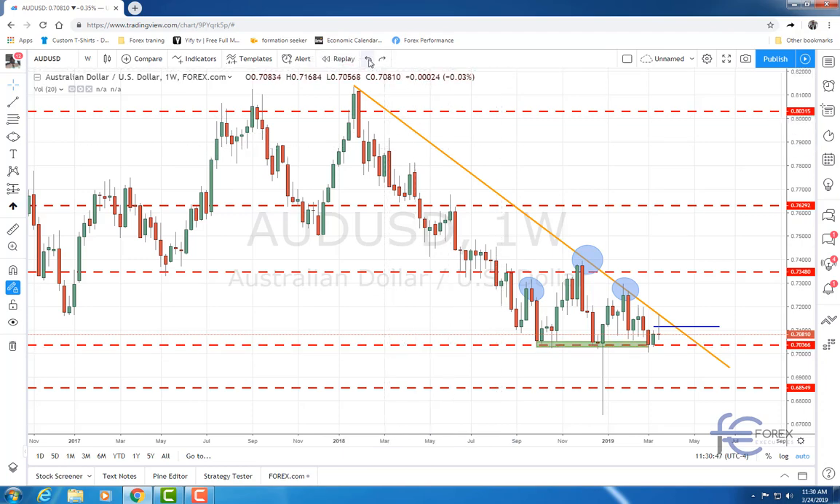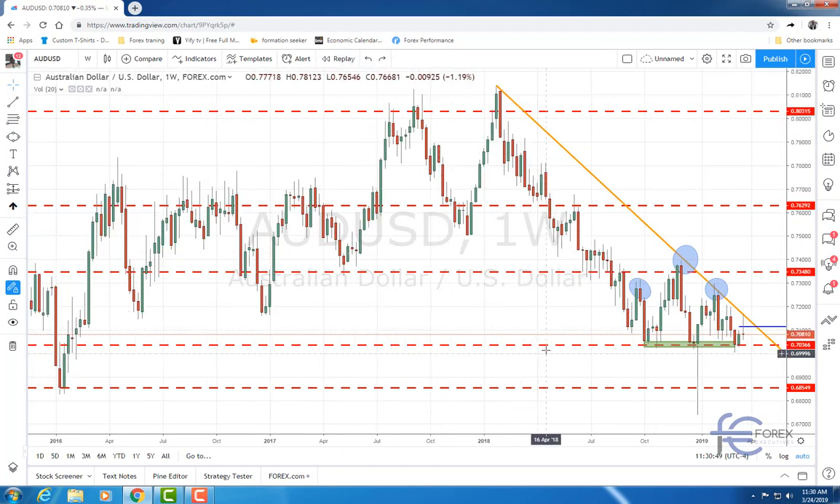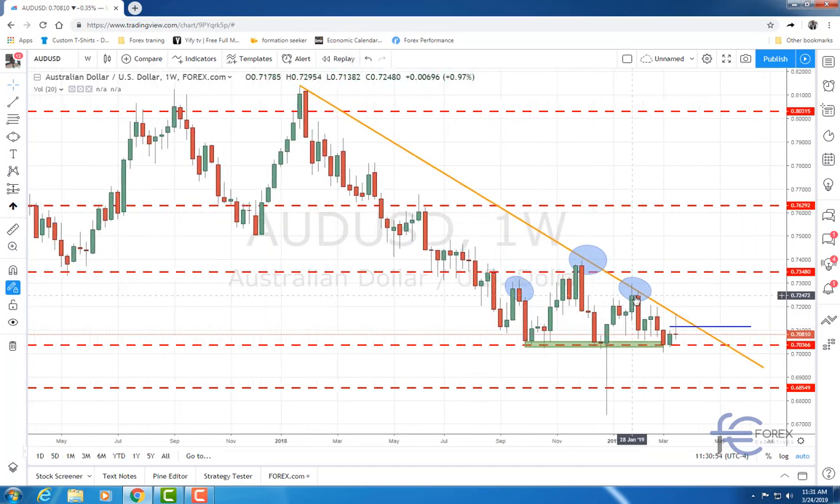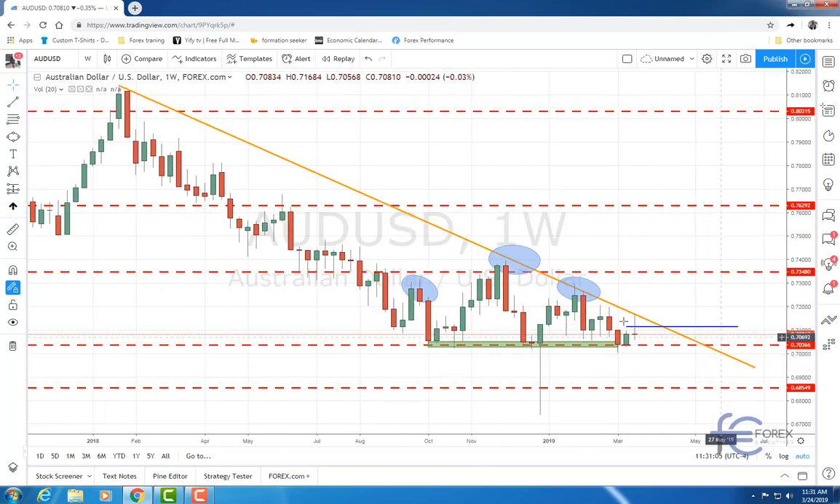Let me adjust. I have the neckline of my head and shoulder marked off, so I know what's going on. The right shoulder is slightly lower than the left shoulder, so this is the textbook head and shoulder right here. Textbook, perfect. And look at what happened last week.